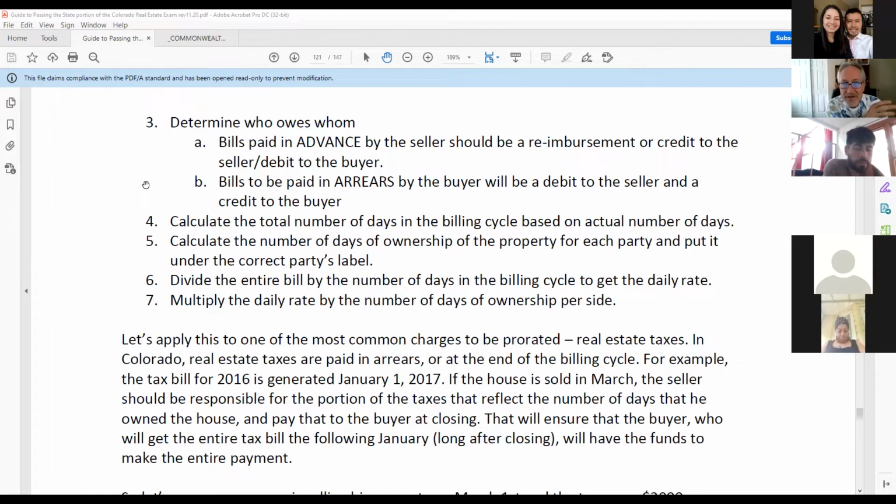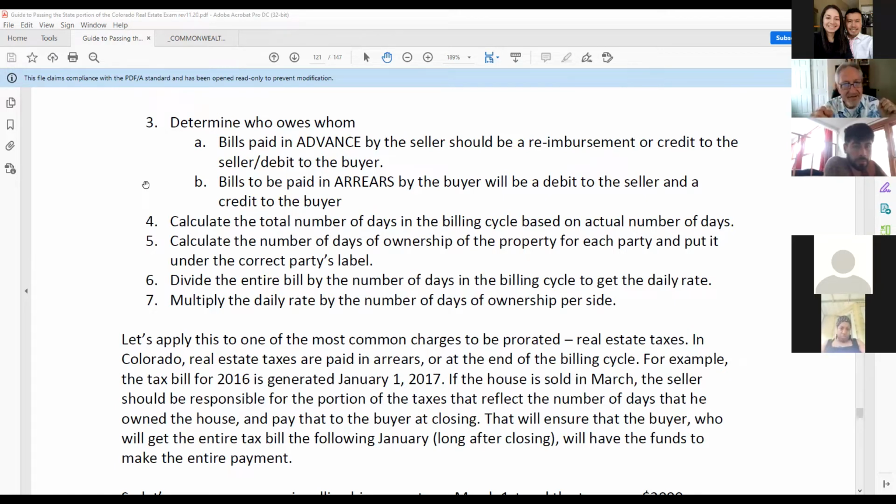That's arrears. Taxes and interest are paid in arrears. That being the case, whenever you get a tax or interest question, the buyer is going to be getting a credit and the seller a debit. It's always a credit to the buyer and a debit to the seller for a tax or interest question.